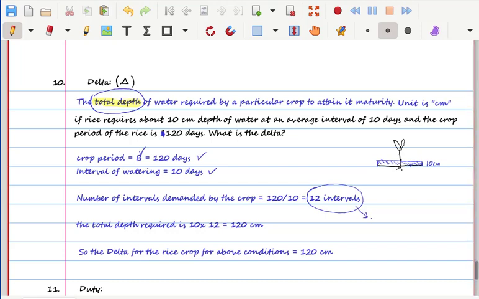For each interval, we need to give water of 10 centimeter to the rice, right? So if we are giving 10 centimeter water to the rice for only one interval, then what is going to be the total depth for 12 intervals? It is going to be 10 multiplied by 12, obviously. So this 120 centimeter is your delta. That's why we wrote here total depth. We didn't write only depth. The total depth of the water required for a particular crop is actually known as delta. So the unit of delta is going to be in centimeters. I hope you understand what actually delta means.